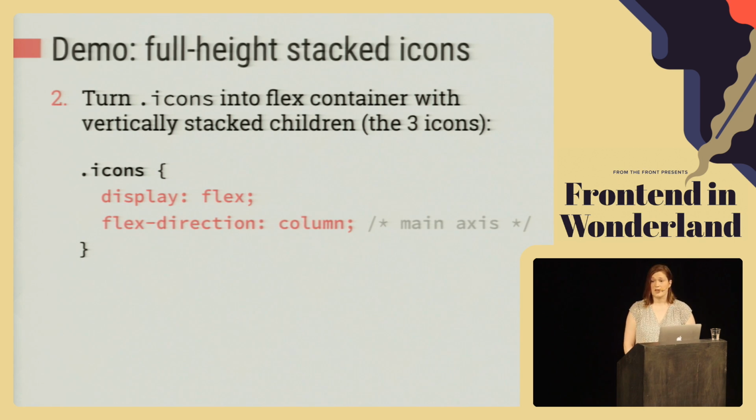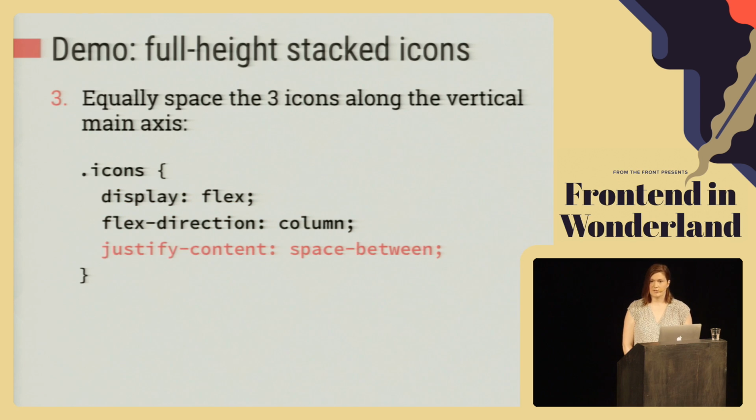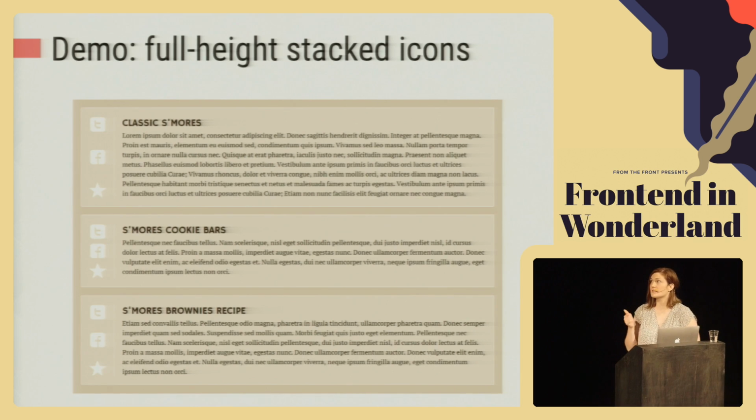But remember that flex direction also controls the main axis. With flex direction column, the icon's main axis is now vertical. So I can use justify content space between to equally space them over the main axis, the height, no matter how tall it is. And here's the result. Each media object has a different height, but the icons always span the full height with equal spaces in between.